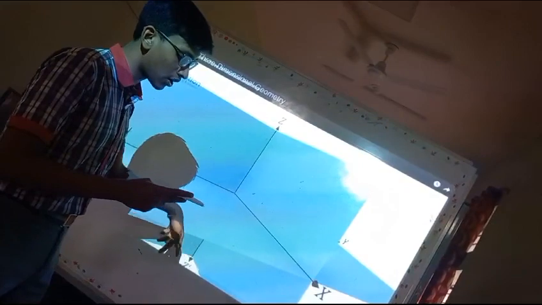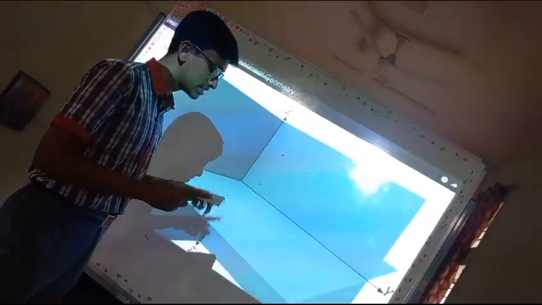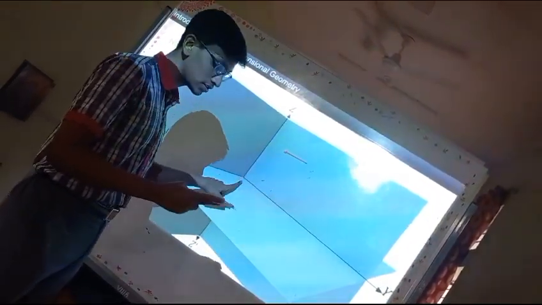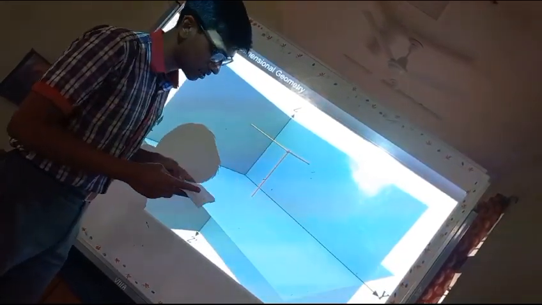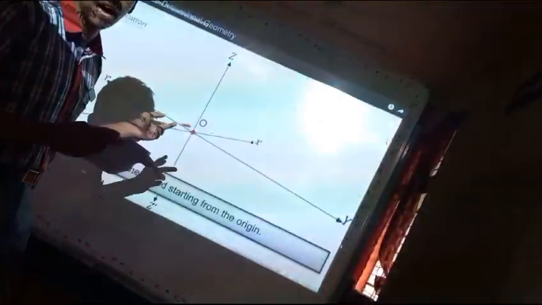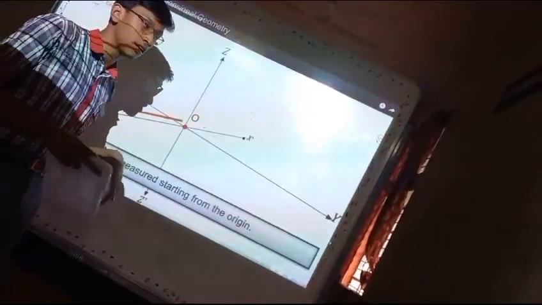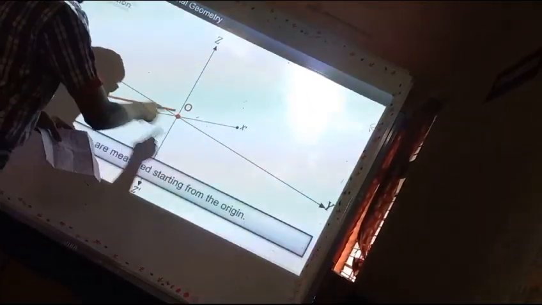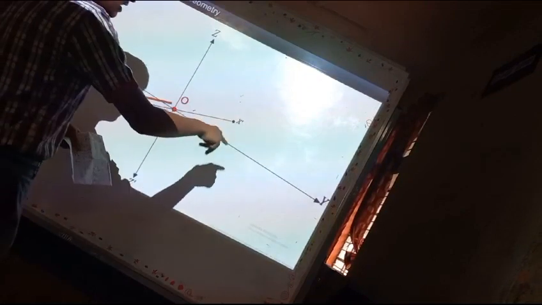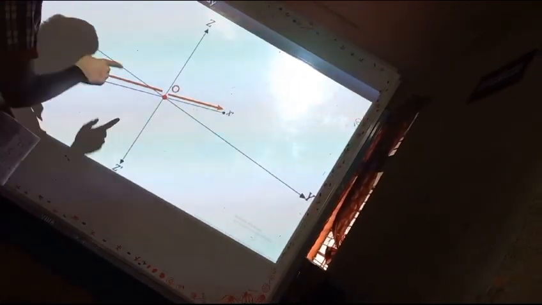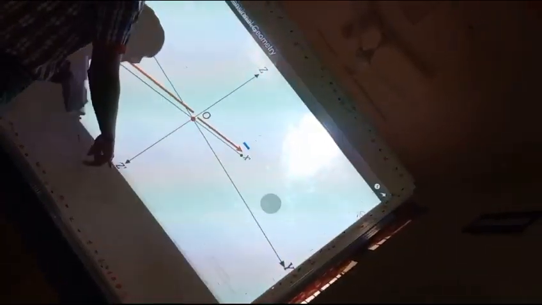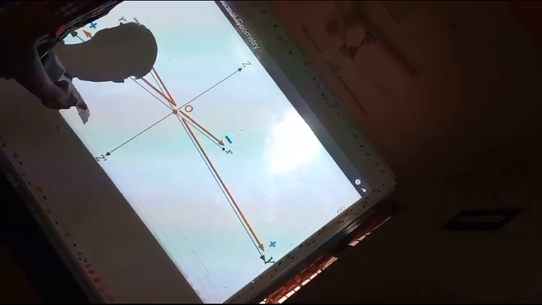These axes are called coordinate axes, x, y and z axis. The point of concurrence of the three axes is called the origin. Each axis has its own negative and positive side. In the x-axis, OX is the positive side, OX dash is the negative side. Similarly, in the y-axis, OY is the positive side and OY dash is the negative side. And in the z-axis, OZ is the positive side and OZ dash is the negative side.